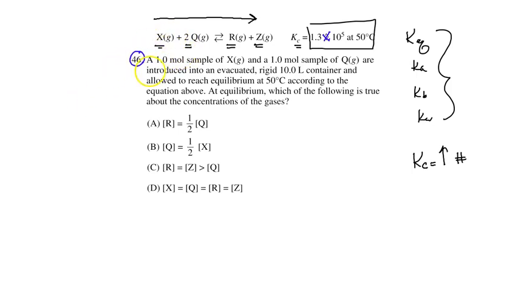So when you look at a mole sample of X and a mole sample of Q introduced to, again, a previously evacuated rigid container and allowed to reach equilibrium at a certain temperature, according to the equation, at equilibrium, which of the following is true about the concentrations of gases? Well, we look at A, R is equal to 1/2 Q. Well, R stoichiometrically, yes, is 1/2 of whatever Q loses, no question about that. But at equilibrium, they will not equal these values because the reaction is almost at completion.